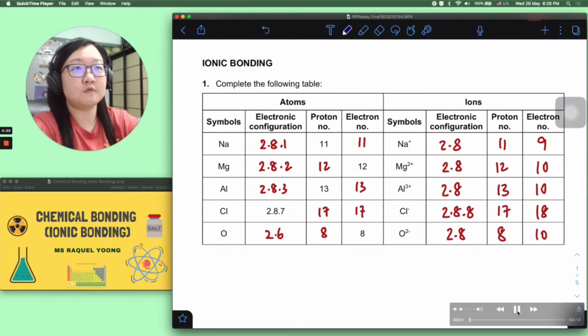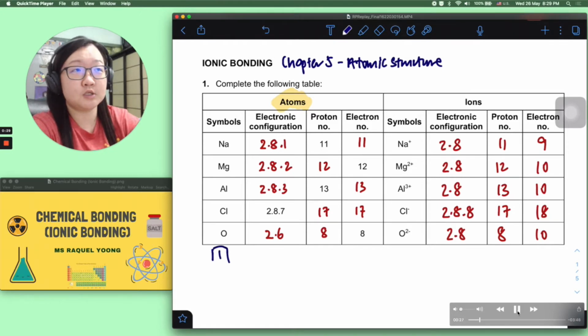Okay, so if you look at the first part of the question, question 1 says complete the following table. You notice that in this table there are two parts to it. The left hand side we are looking at atoms and the right hand side we are looking at ions, right? So for this part on atoms you should bring to your memory chapter 5, atomic structure, which is just before this chemical bonding chapter, right? For atoms, we know that there are two relationships which are very important for this particular particle, right?